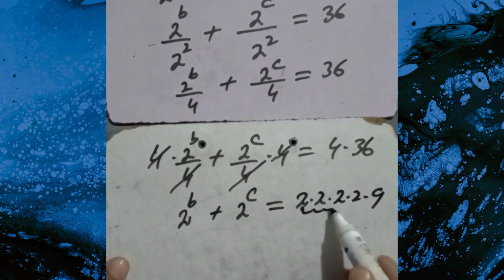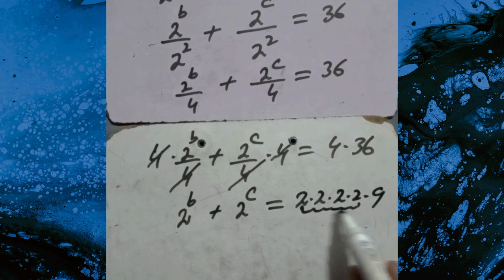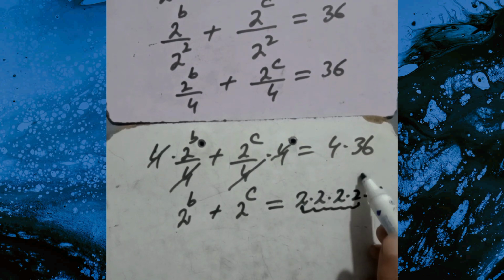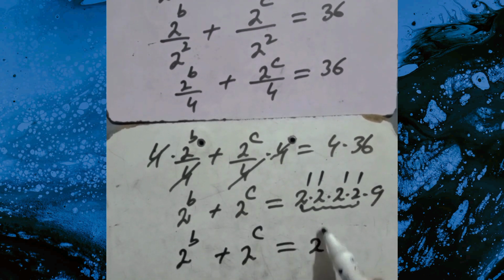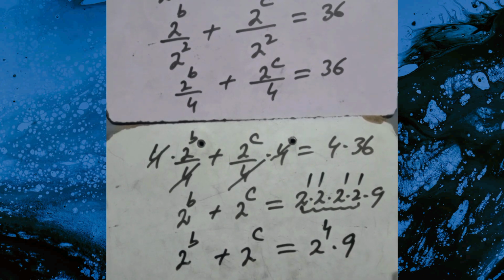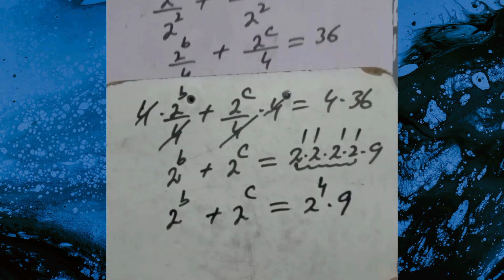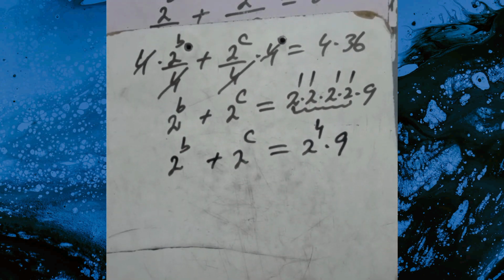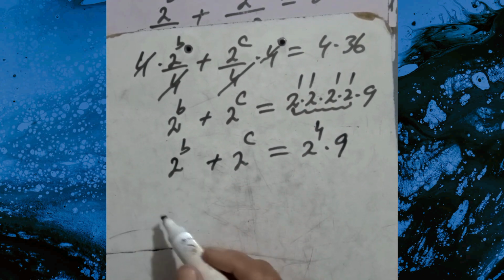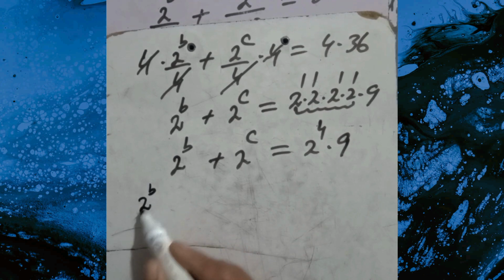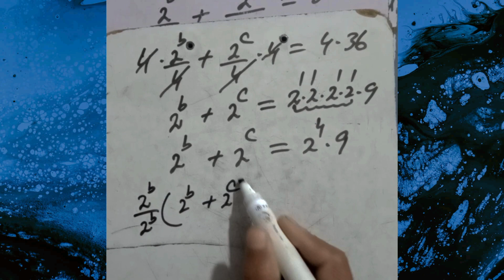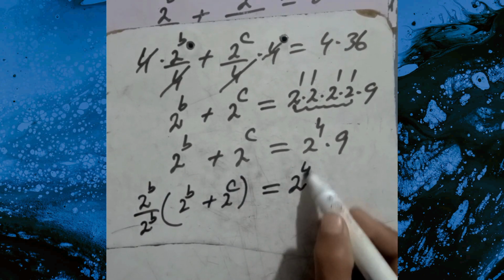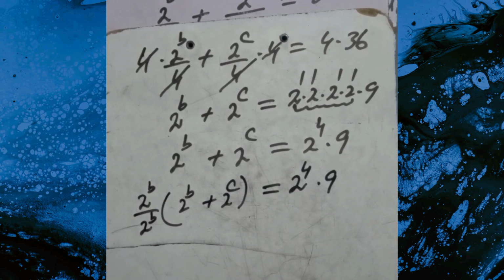So look here, in the multiplication process, we take the base and add the powers. 2 power b plus 2 power c is equal to 2 power 4 into 9. Now once again we apply the same rule. If we divide by 2 power b, there will be no effect on the equation. 2 power 4 into 9.